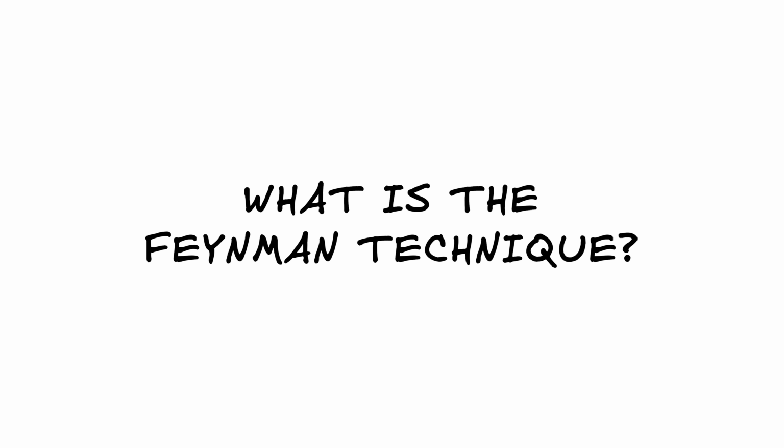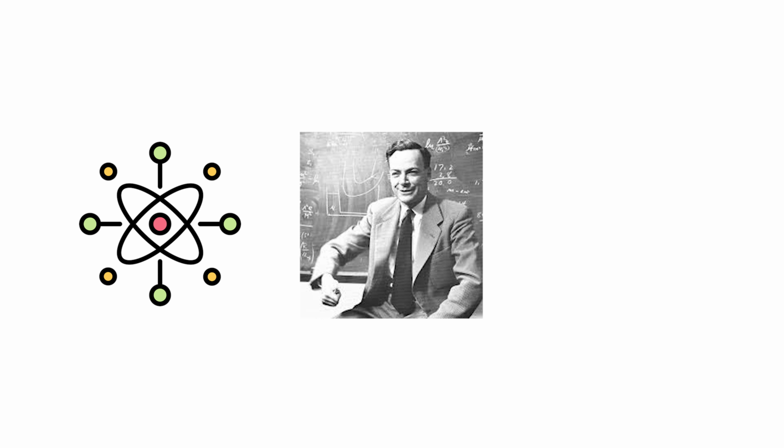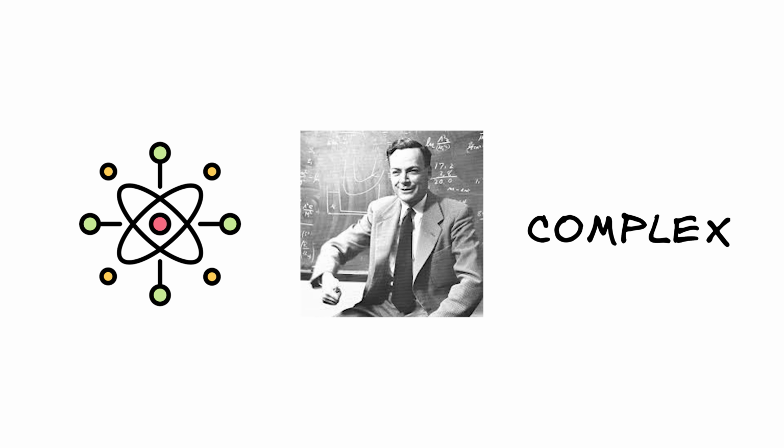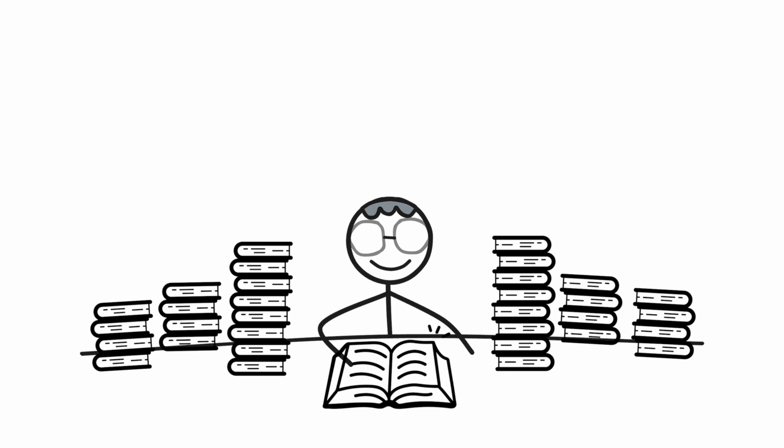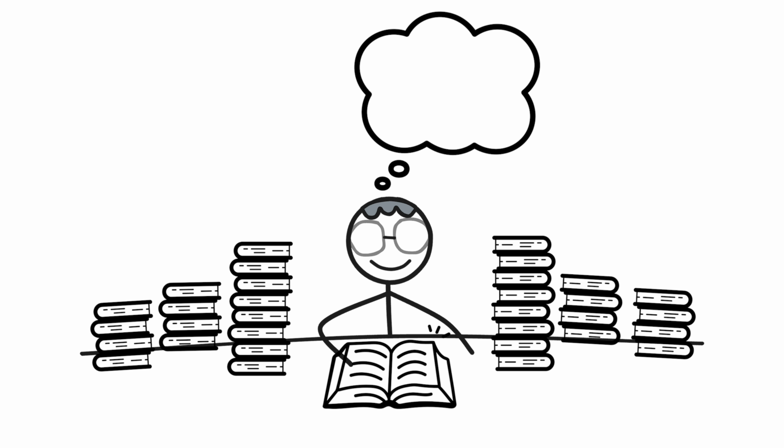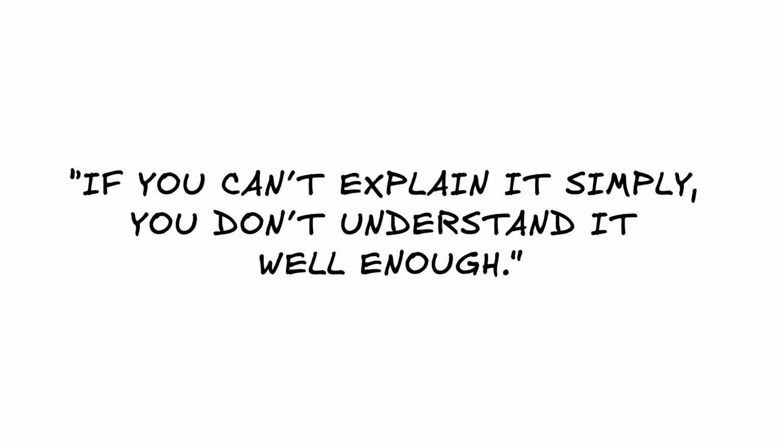What is the Feynman Technique? It's named after Richard Feynman, a brilliant physicist who was famous for explaining complicated ideas in simple, everyday language. The Feynman Technique is a way to learn something deeply by pretending you're teaching it to someone else, like a 12 years old. As physicist Richard Feynman famously said, "If you can't explain it simply, you don't understand it well enough." The 4 simple steps of the Feynman Technique.